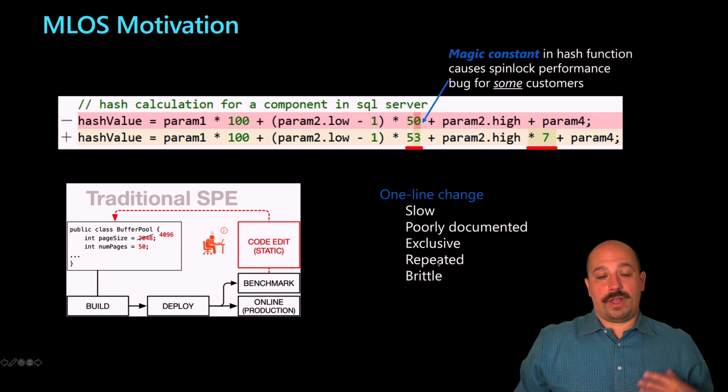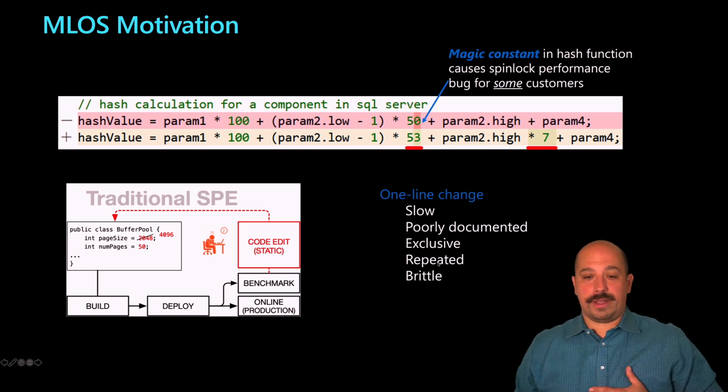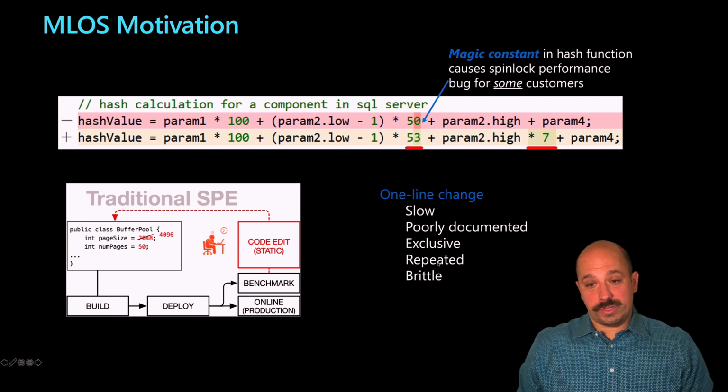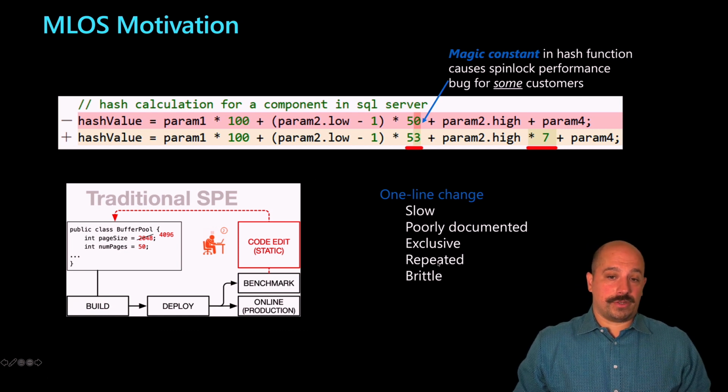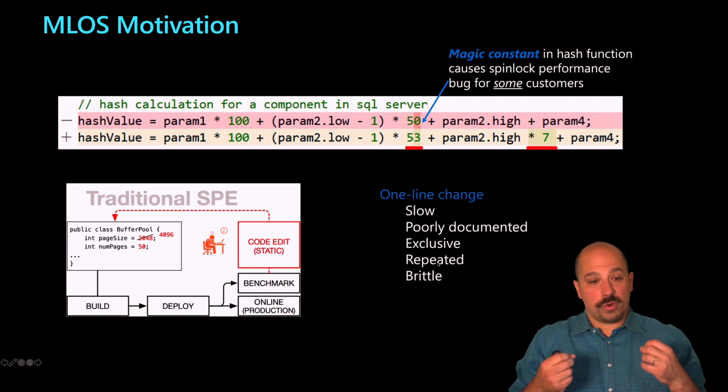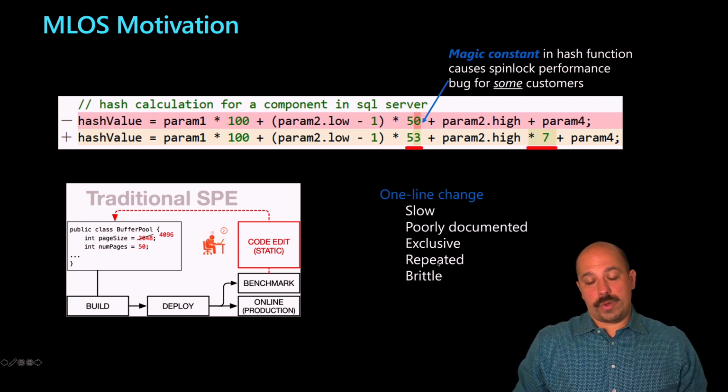This needs to be done for every hardware generation, for every performance bug, and it's a pretty tedious process that we need to do by hand every time. And finally, it's exclusive. There's only a handful of people at Microsoft, collaborating often with Intel engineers, that really know and understand how to do this work, right? And we want to make this, obviously, faster, cheaper, better documented, less brittle, and as automated as possible.